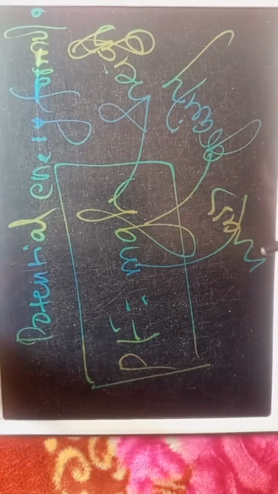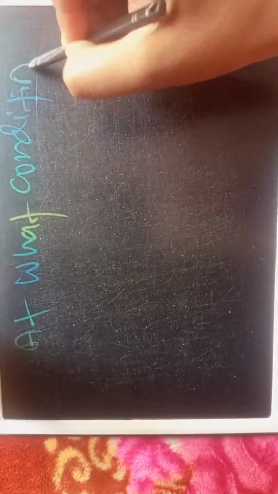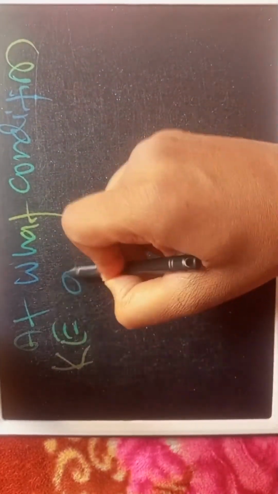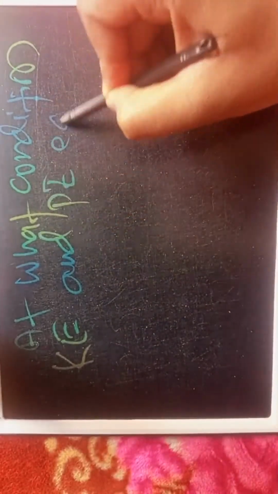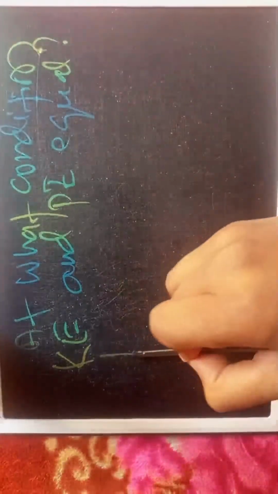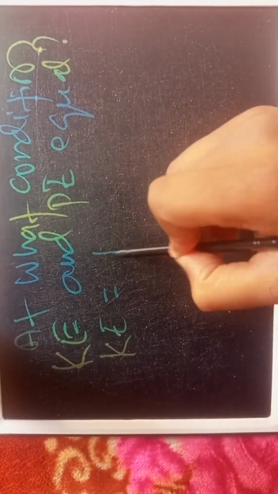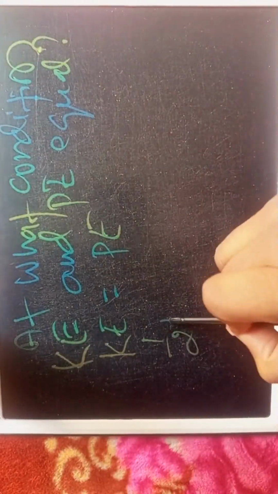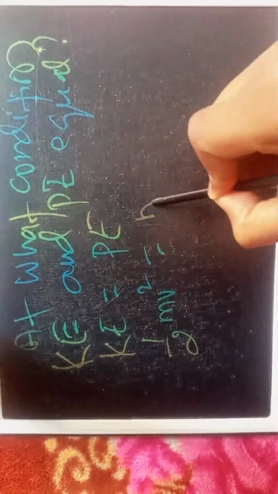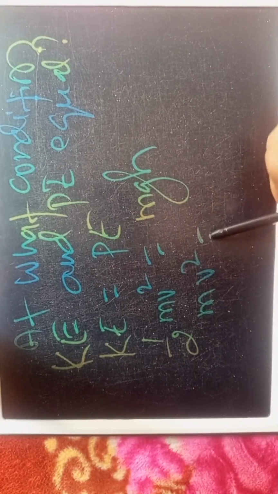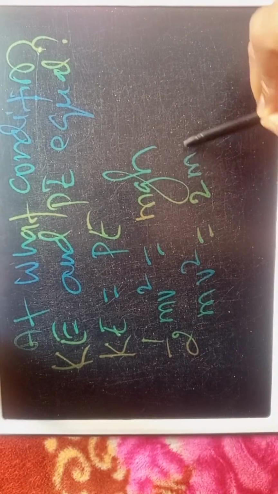At what condition are kinetic energy and potential energy equal? So kinetic energy is equal to potential energy. Kinetic energy is half mv square, potential energy is mgh. Then mv square is equal to 2mgh.